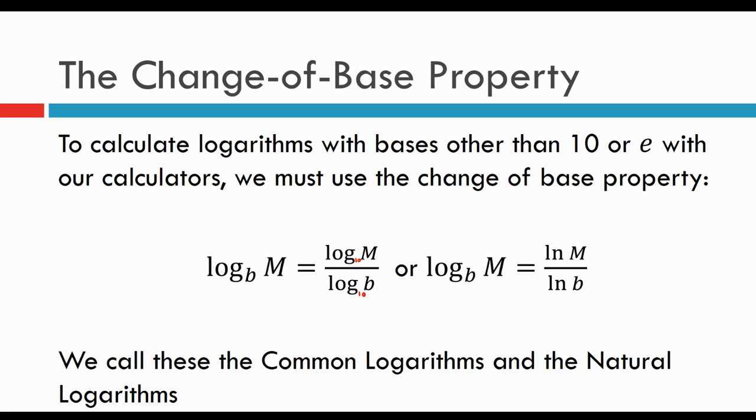The other way we could do this is that if I have log base b of m, instead of using the log button, we could actually use the natural log button and we'll still get the same answer. But notice how once again the expression connected to the log is in the numerator. The base itself, that number, goes in the denominator. Okay, so once again we call these the common logarithms and the natural logarithms because it's base 10 for the common log and it's the base e, so natural log.